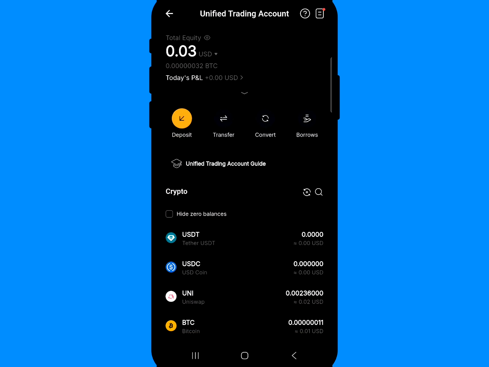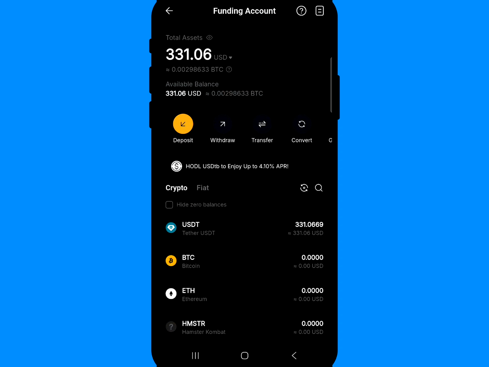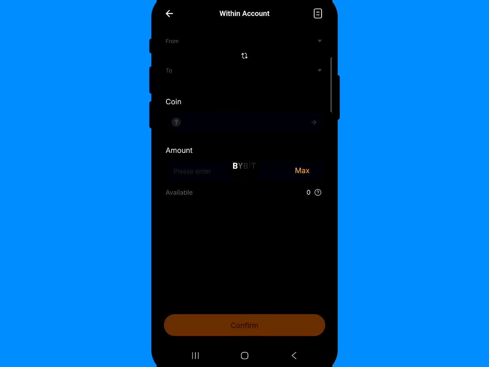Let me just go back to my funding wallet. I'll click on my funding wallet to transfer to my Unified Trading account. I'll now click on transfer. When I click on transfer, you can see it goes from my funding to Unified Trading.